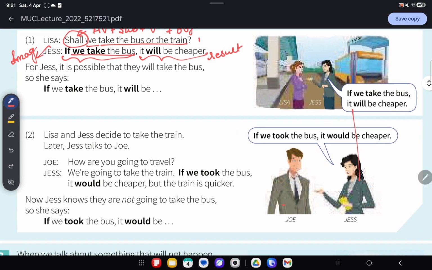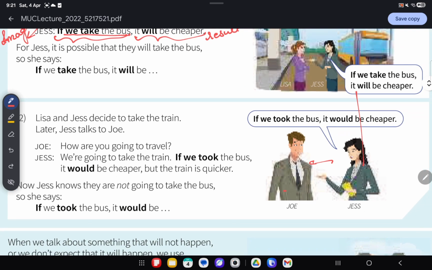So later Jess talks to Joe. Joe asked Jess, how are you going to travel? We use going to when we decide something in the past. So that's why, how are you going to travel? We use going to for something that was decided in the past. So Jess said, we are going to take the train. हम ट्रेन से जाएंगे. We are going to take the train.